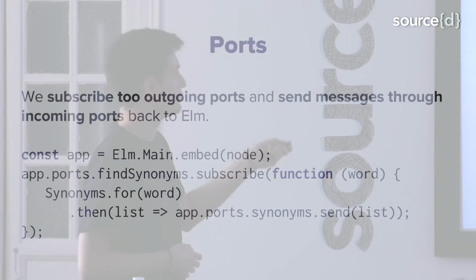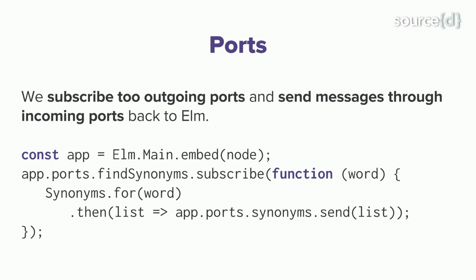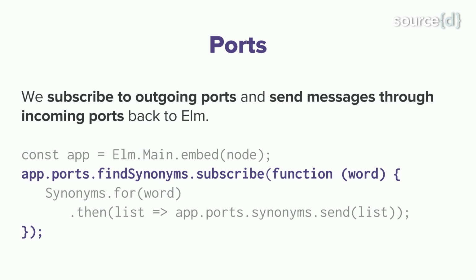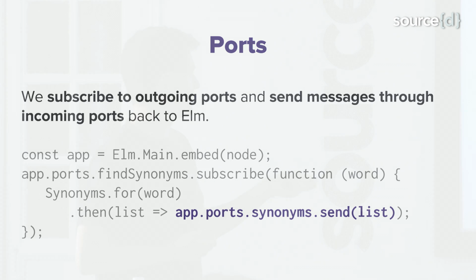And then from that, we'll get a subscription of messages. So from the JavaScript side, we subscribe to outgoing ports and send messages through incoming ports back to Elm. We do app.ports, the name of the port, in this case, findSynonyms. We subscribe to it. And then we implement the callback, which is whatever we want to do with what Elm has sent us. And then we can send through the incoming port, app.ports.synonyms.send, and we just send whatever we want to send.